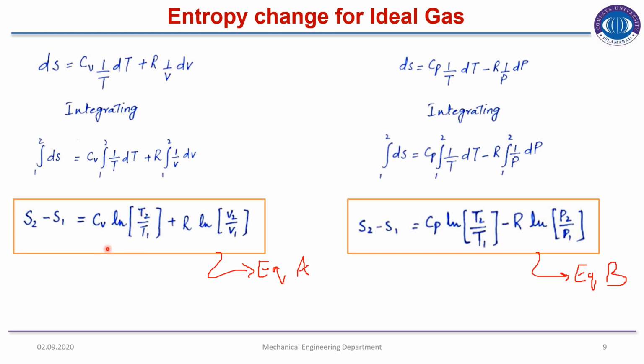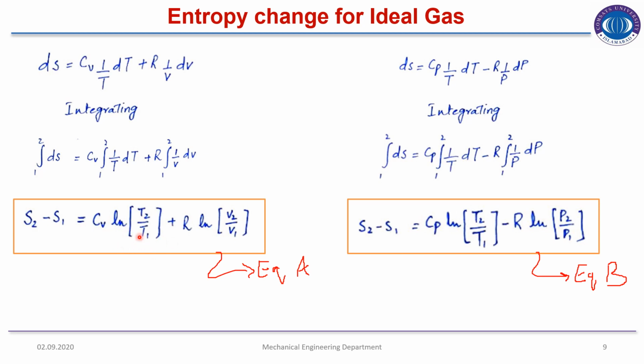If you look closely at equation A, you will find that the term comprised of temperature T2 T1 includes the value of specific heat at constant volume, Cv, whereas for equation B, the T2 T1 term or polynomial includes the specific heat at constant pressure, Cp. And for equation A, we have a ratio of volume V2 over V1, and for equation B we have a ratio of pressure P2 and P1.